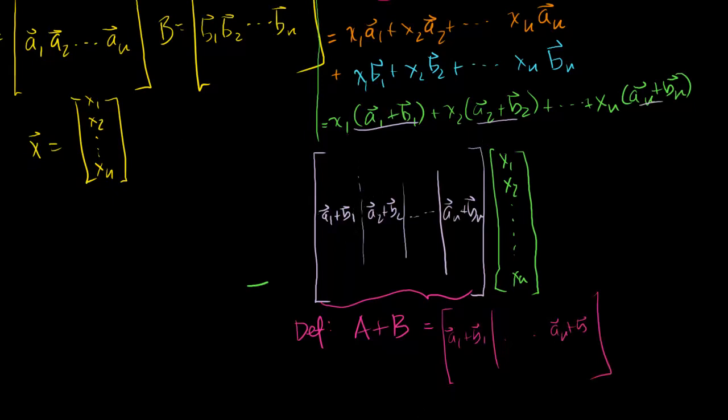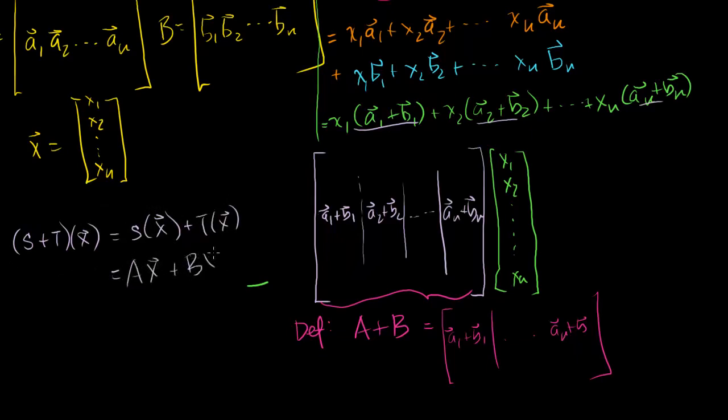Because now we can say that the sum of two transformations, S plus T of x, which is equal to S of x, this is a vector, plus T of x, which we know is equal to A times x plus B times x, we can now say is equal to some new matrix, which we can now call A plus B, times x, right? I just showed this. This part is from the definition of our transformations and the sum of our transformations that I defined earlier in this video.